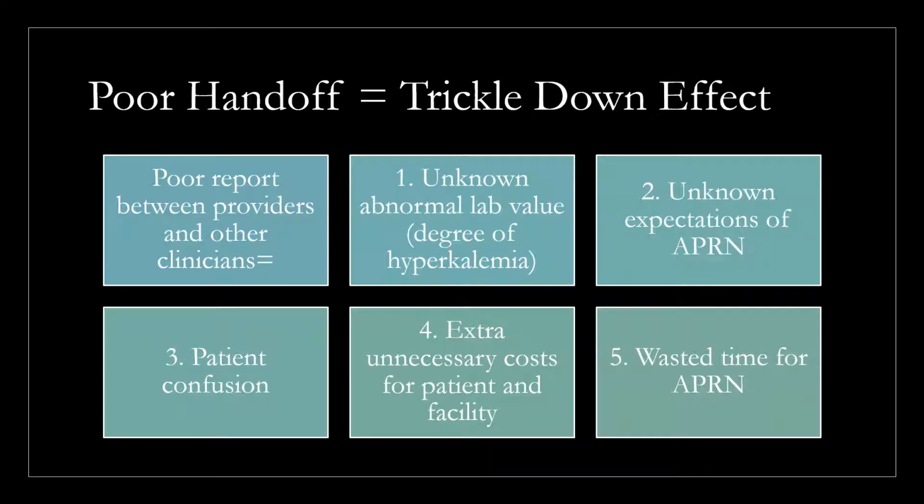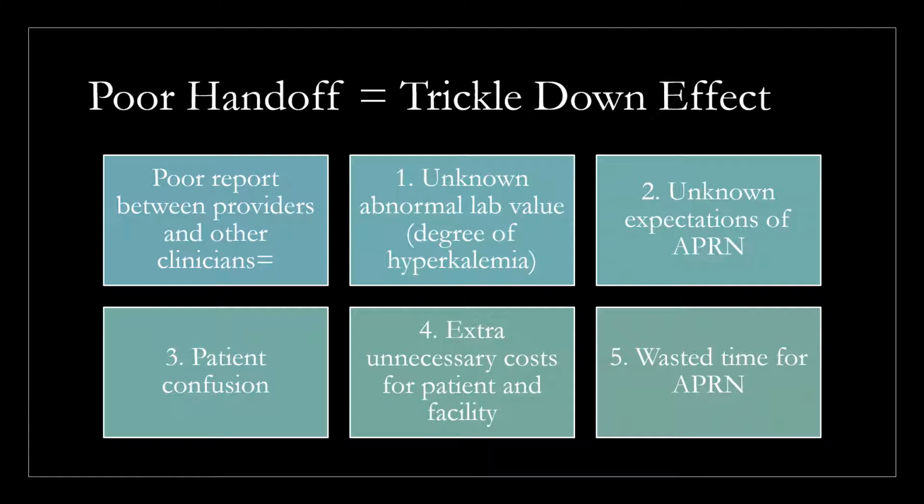The issue I identified while shadowing my nurse practitioner was a poor handoff between clinicians. While the nurse practitioner was covering urgent care during the other provider's lunch, a primary care doctor sent a patient to urgent care for a high potassium level. No lab value was reported, and the patient was confused why he was sent to urgent care. The nurse practitioner did not know what was expected of her.